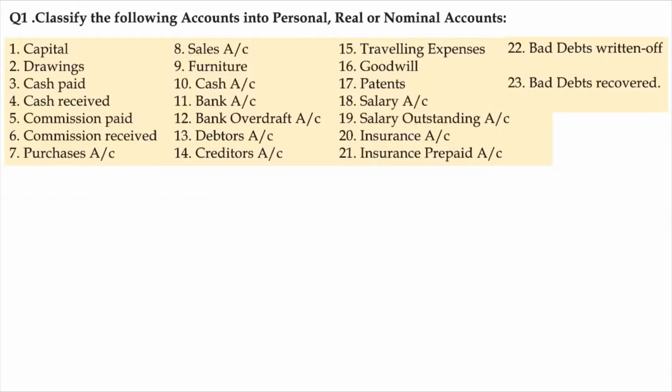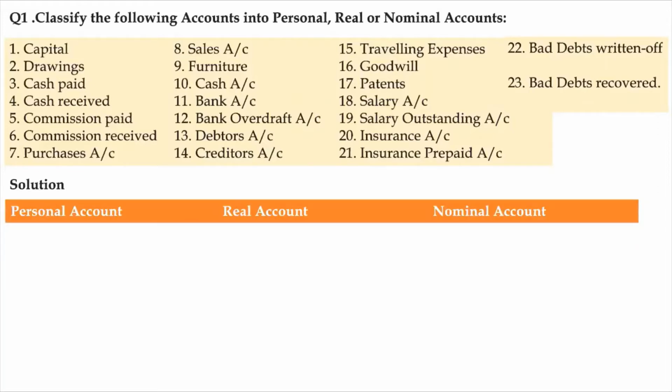As we know that there are three types of accounts. First is personal, second is real and the third one is nominal. So these are some 23 items that you have to identify, whether each item is of personal, real or nominal account. Okay, so let's see the solution.